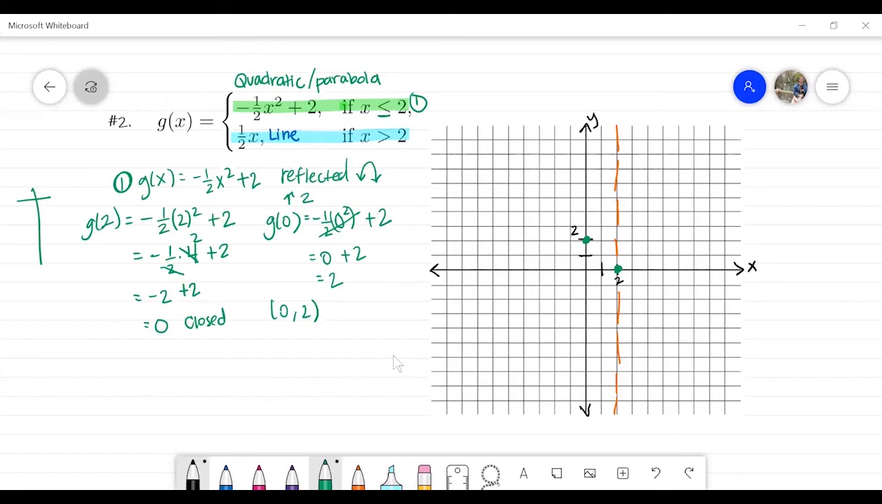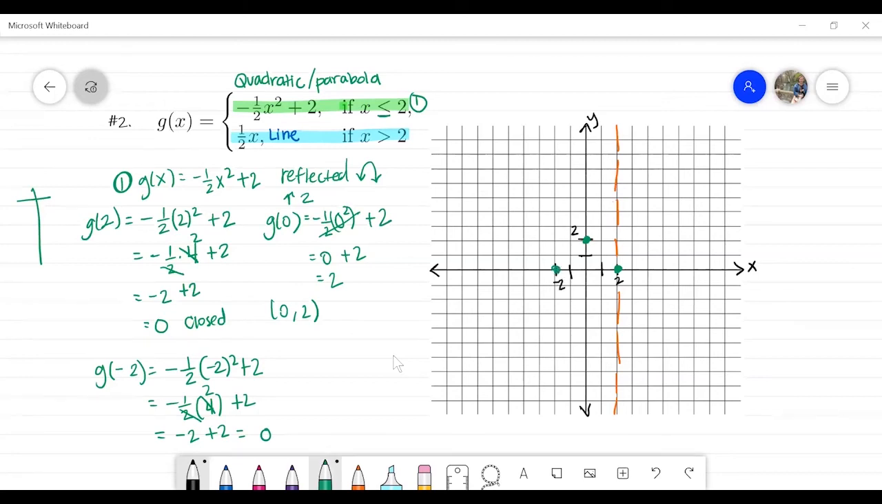So let's try g of, let's go with negative 2. So we've got negative 1/2, negative 2 squared plus 2. So negative 1/2, that's a 4 plus 2. This is going to cancel. We've got negative 2 plus 2, which is also 0. So back here, negative 1, negative 2, we've got a point at 0.